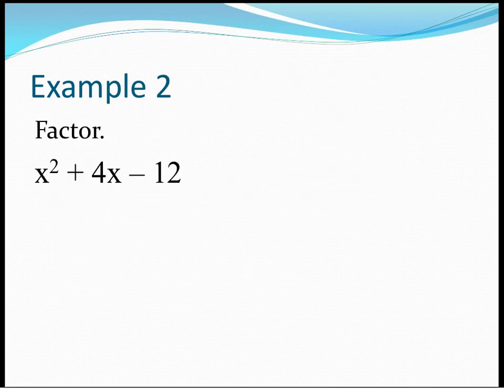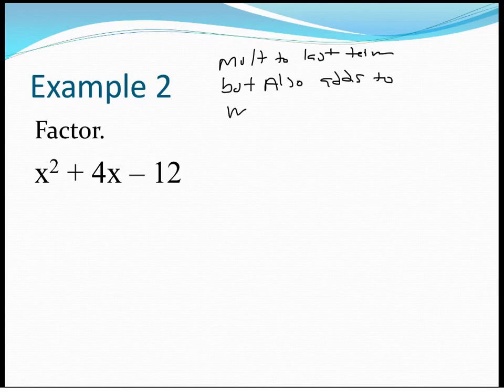Now this has three terms. And the way that we factor a trinomial is we look at the last number and the middle number. We ask ourselves, what number multiplies to the last term but adds to equal the middle term? So I'll write that down. Multiply to the last term, but also adds to the middle term.